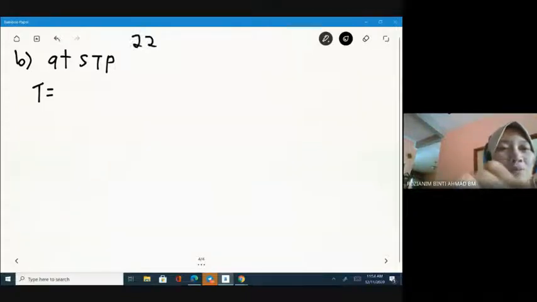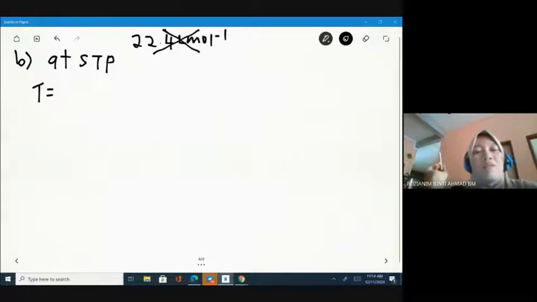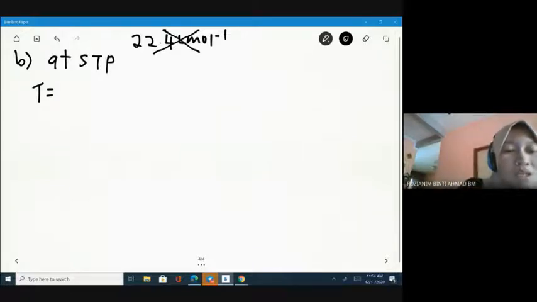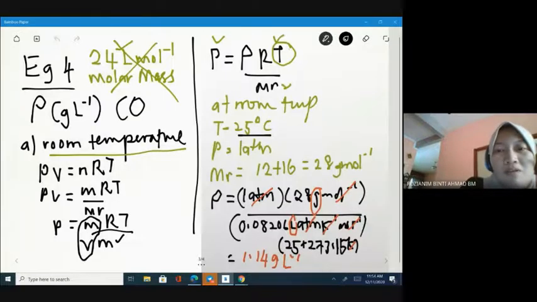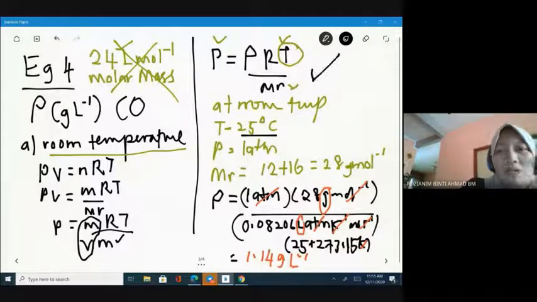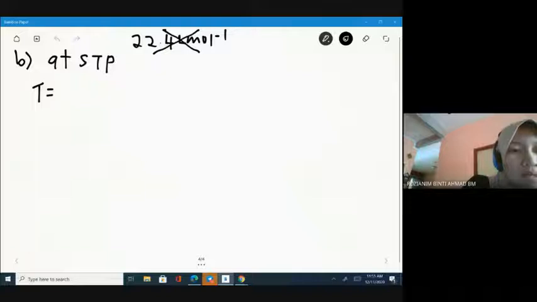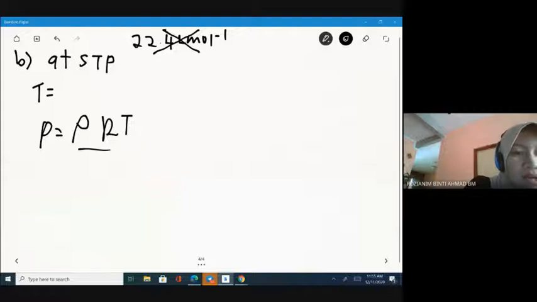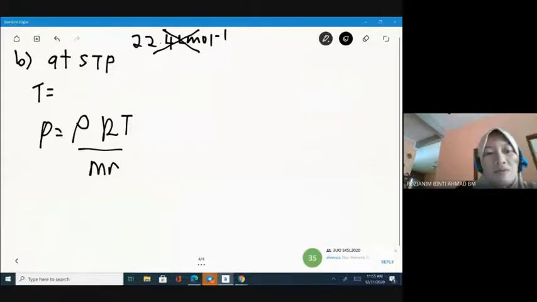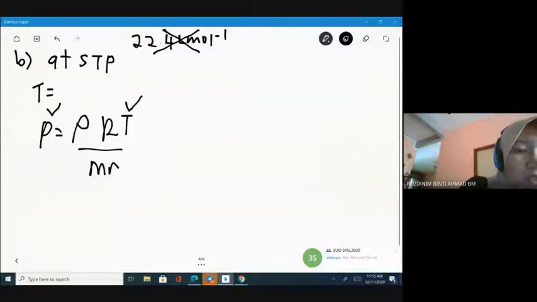22.4. Okay, 22.4 with the unit liter per mole. So this is molar volume. It cannot be used in the unit for PV equal nRT. So we need to use a formula. By using PV equal nRT, we already derived this formula: pressure equals density RT over molar mass. Do we have any formula for the unit molar volume? No. So we need to find out the data: temperature, pressure and molar mass.